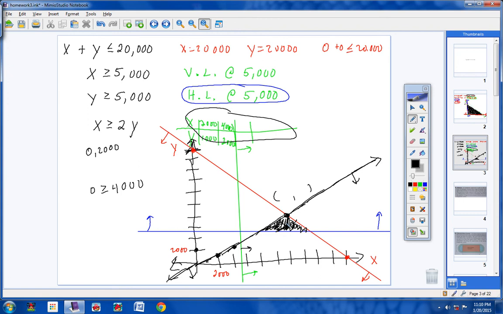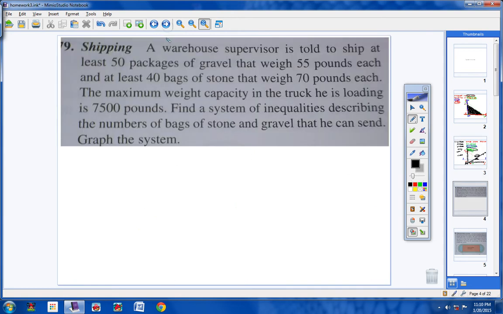Looks like x is about at where 1, 2, 3, 4, 5, 1, 2, 3, 4, 5, 6. So I would invest 12,000 in the one market, which would leave how much? 8,000 in the other market. That's about right. 2, 4, 6, 8. Perfect. But anyways, you do not have to do all of that. But this is the area here in which all of your ordered pairs exist that satisfy the system. Okay. All right. Number 79.